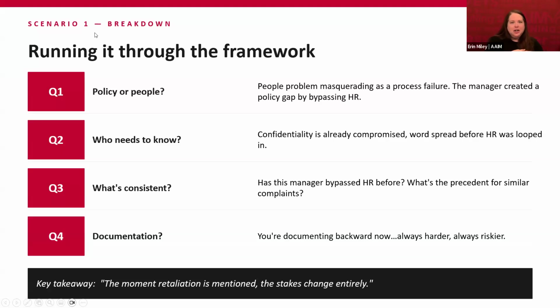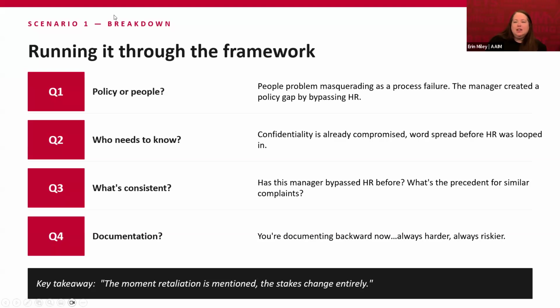and we apply our framework to the scenario, question one, is it policy or people? This looks like a people problem, a conflict between coworkers, but the manager turned it into a policy problem by bypassing HR. Now we have two things to deal with instead of one.